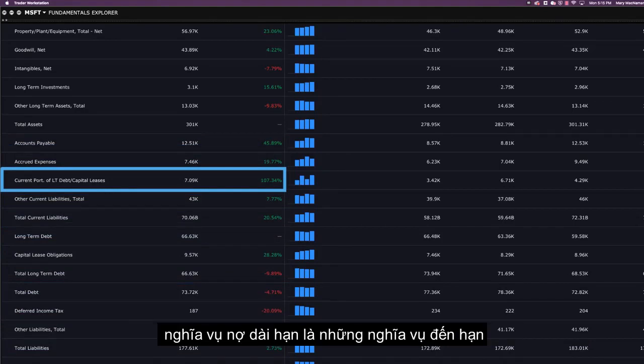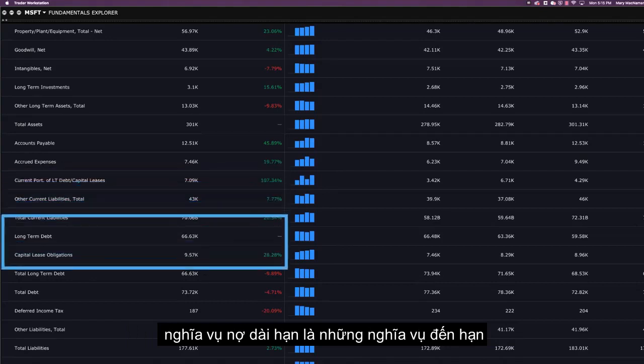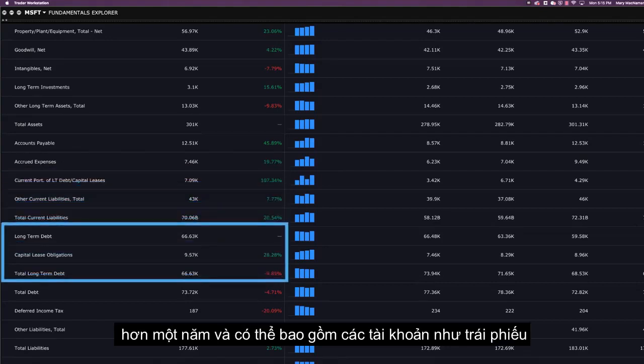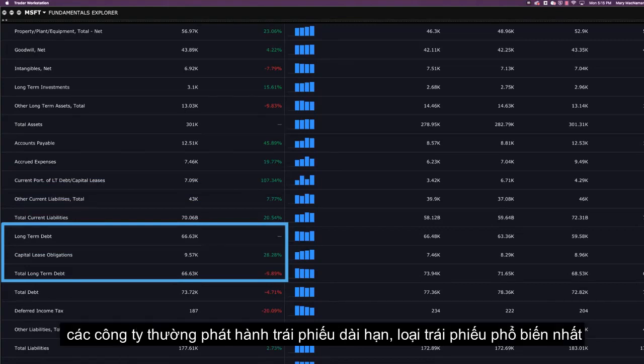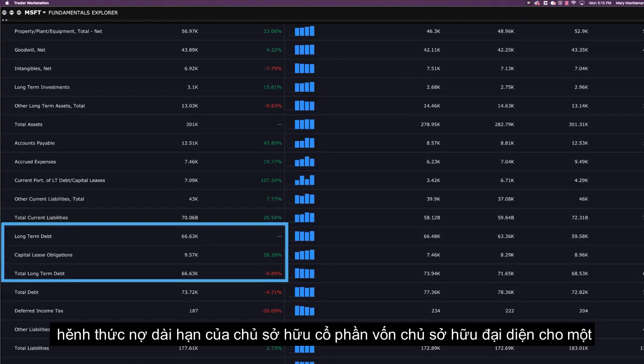Long-term liabilities are those due beyond one year and can include accounts such as bonds, deferred taxes, and employees' pension obligations. Typically, companies issue long-term bonds, which represent the most common long-term form of liabilities.